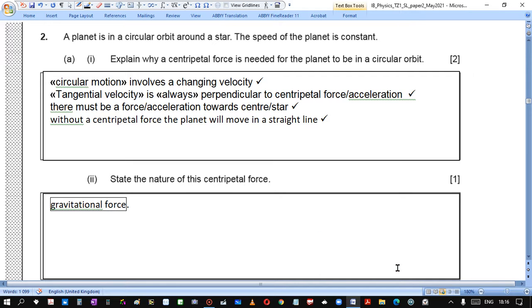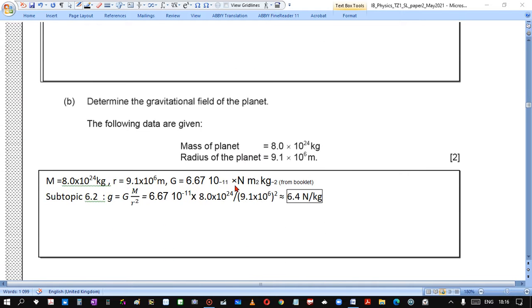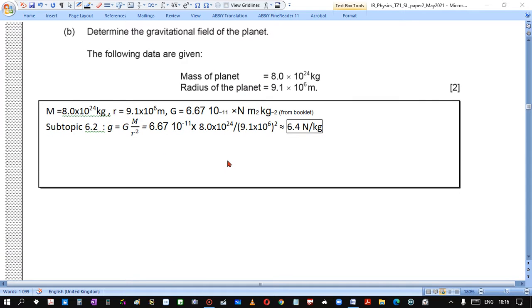State the nature of this force. It is the gravitational force of attraction. Determine the gravitational field of the planet. The following data are given: mass of planet, radius of planet. So mass of planet we have, radius we have, G is taken from the booklet. Subtopic 6.2 gives us gravitational field strength. It is GM over r squared.